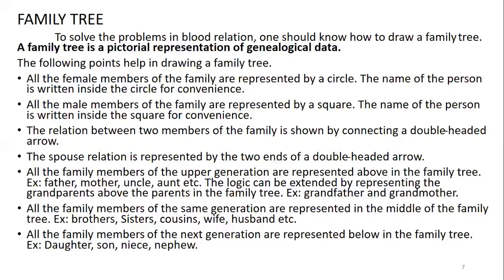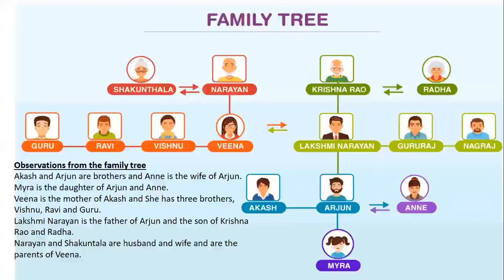If the father and mother are having a son and daughter, they will be represented in the lower line as the next generation. All the family members of the same generation are represented in the middle of the family tree, that is brothers, sisters, cousin, wife, husband, etc. All the family members of the next generation are represented below in the family tree, that is daughter, son, niece and nephew.